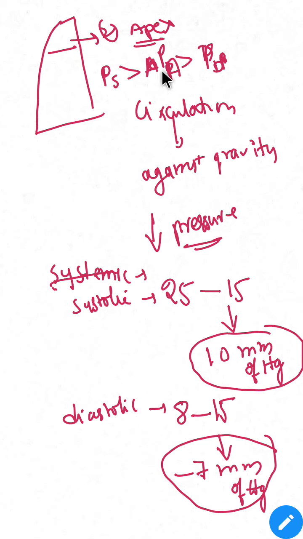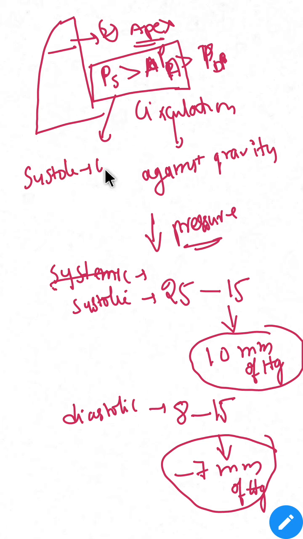So see, if the circulation has to go to apex during systole, the pressure must be greater than alveolar pressure. Here we can see systolic pressure is greater than alveolar pressure. So circulation can go to the apex in systole, because systolic pressure is greater than alveolar pressure.